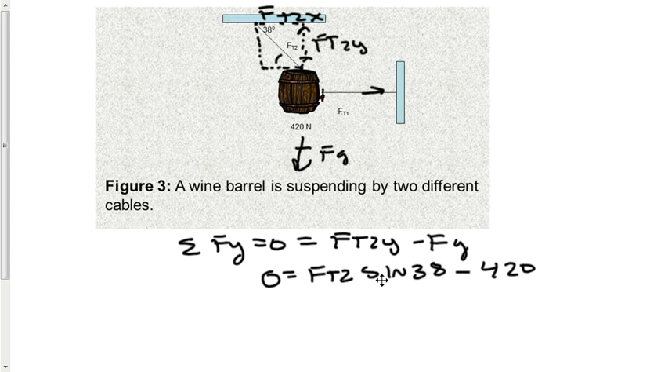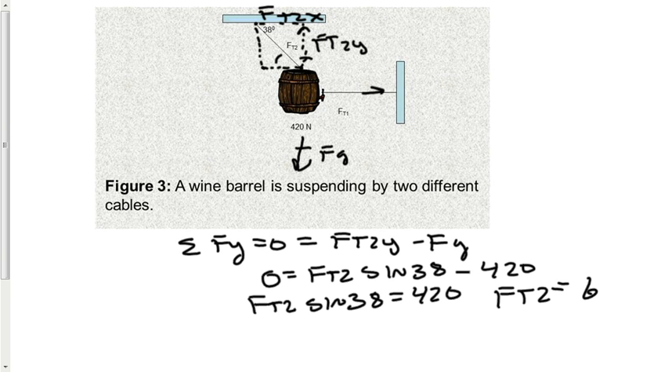So when we divide this by the sine of 38 into there, we'll get a different number. So how does that work? So we're going to have force tension 2 sine of 38 is equal to 420. And then we'll divide both sides by the sine of 38. And force tension 2 has a value of 680 newtons. So that's the hypotenuse value going in that direction. Now we need then to figure out force tension 1's value.